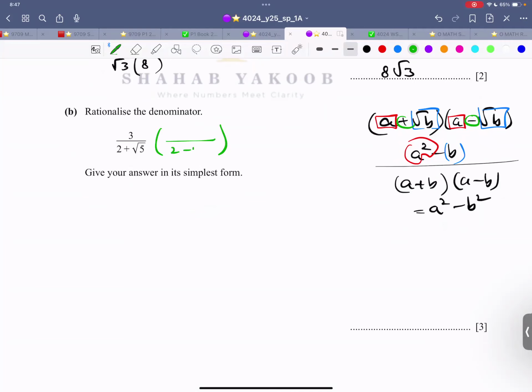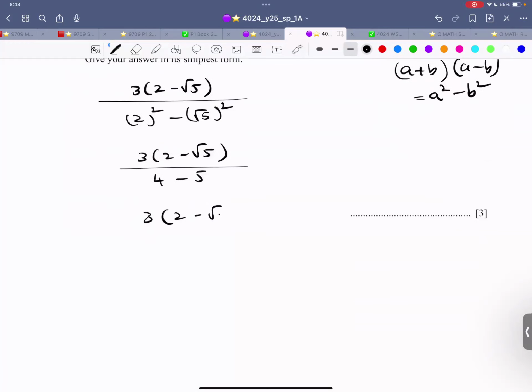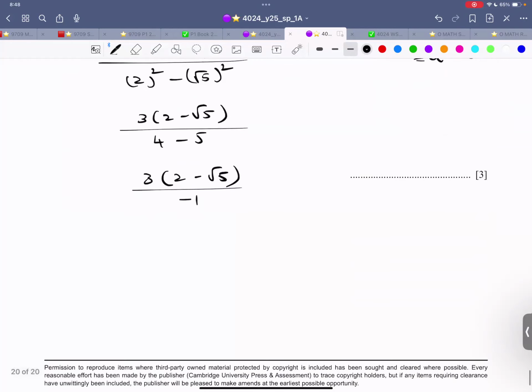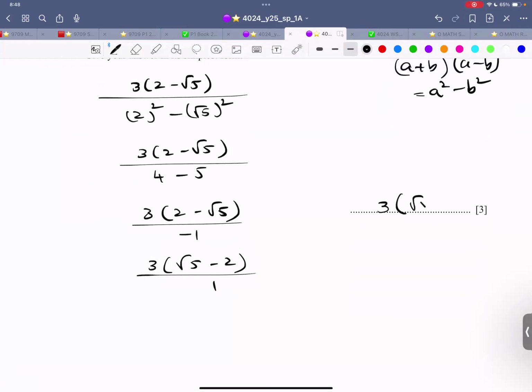So 2 plus root 5, 2 minus root 5, 2 minus root 5. Now what happens? This is 3, 2 minus root 5. This is 2 square minus root 5 square. That is 3, 2 minus root 5. This is 4. This is 5. This is 3, 2 minus root 5 over negative 1. Get rid of the negative 1. Change the sign at the top. 3 root 5 minus 2 over 1. That is 3 times root 5 minus 2. You can write it like this, or 3 root 5 minus 6.